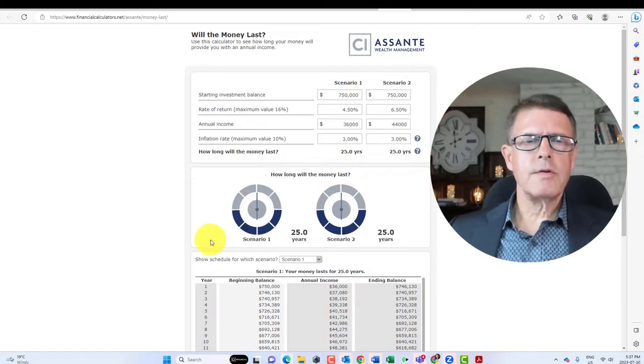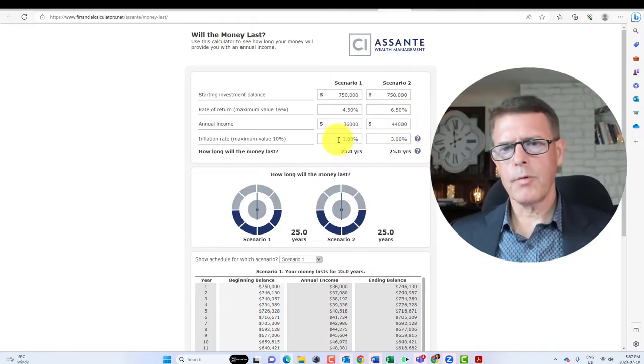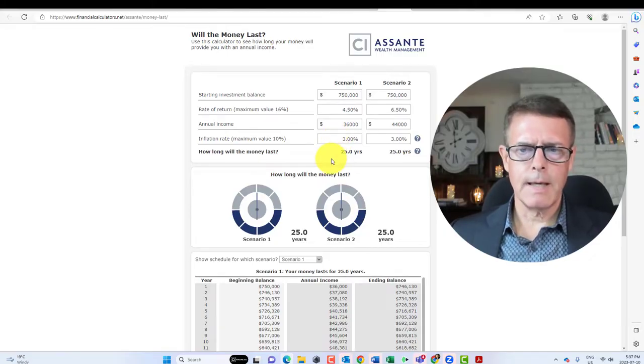Okay, now in this second example, all the assumptions stay the same. $750,000 of capital, 4.5% return, 6.5% return, but the main difference is a 3% inflation rate. So we want to have a number where we can take out a little bit more every single year so that the purchasing power of the income is maintained. All portfolio value in both examples will be depleted by the 25th year or age 90.